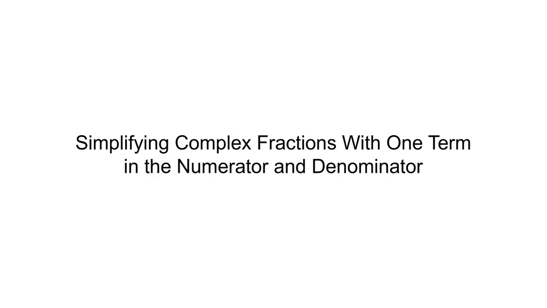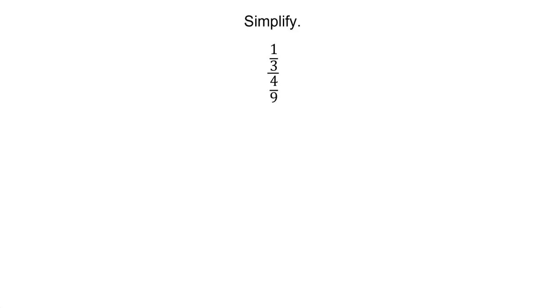In this video, we're going to simplify complex fractions with only one term in the numerator and denominator. In this example, we're asked to simplify the complex fraction 1/3 divided by, there's our big fraction bar, 4/9. And in this example, we can see that we have one term in the numerator and one term in the denominator. 1/3 in the numerator and 4/9 in the denominator.